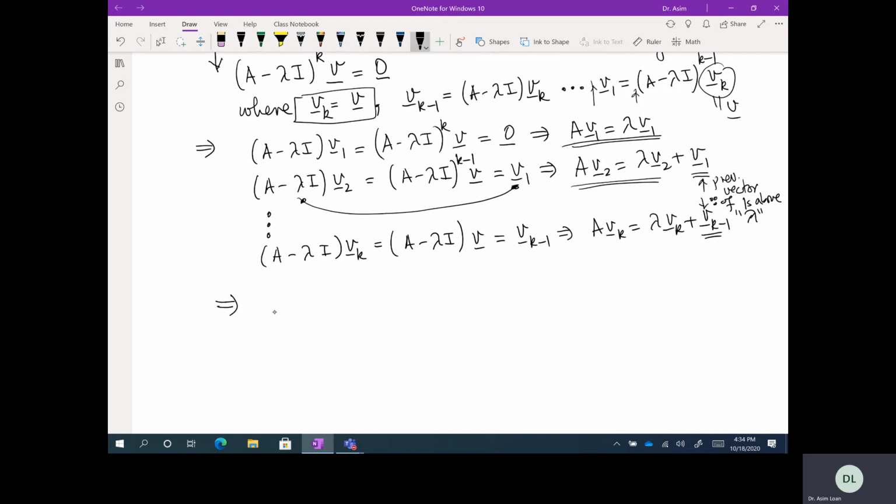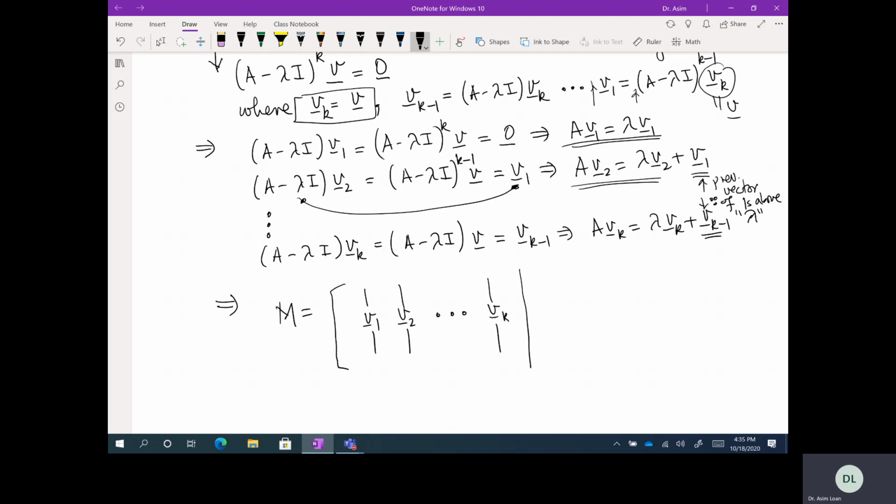So this implies my matrix Q, or maybe M, I think I should call it M, should be of this form. This should be of v1, v2, and so on up to vk.